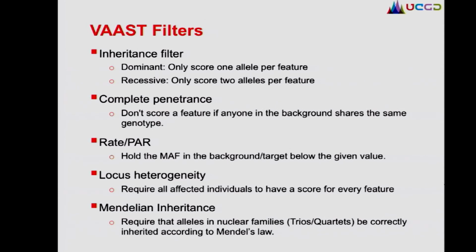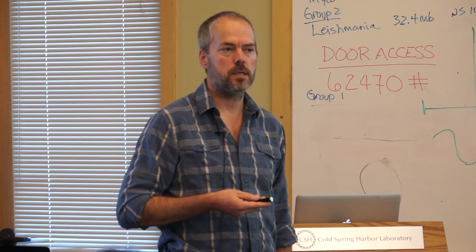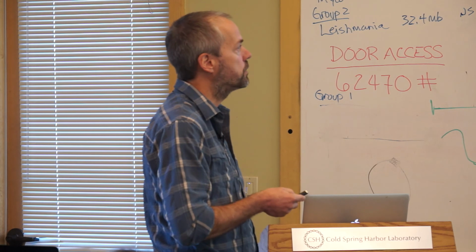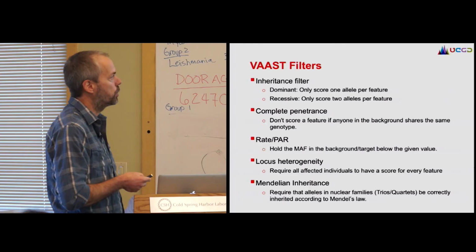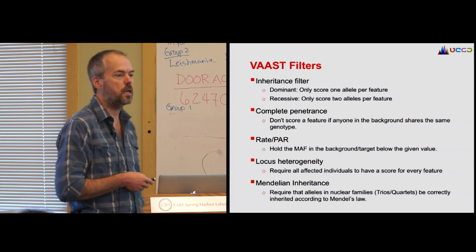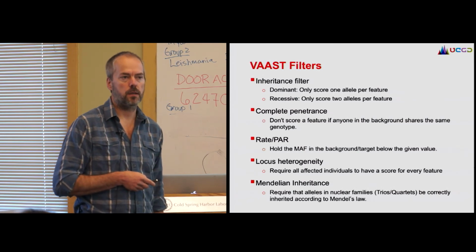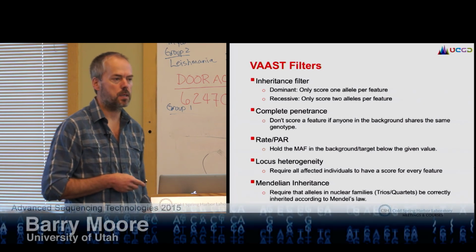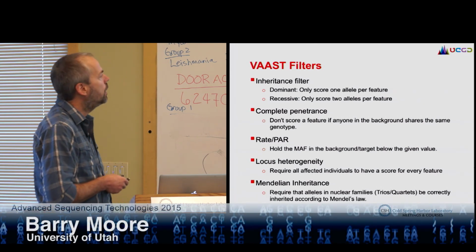Complete penetrance: if this is an extremely rare disease where we think that there's no way that somebody who carries this allele that causes this disease could exist in our background population, then we can set a complete penetrance, and then we would not score any feature where anyone in the background shares the same genotype as one of the affected individuals, on the assumption that if anyone did, they would be obviously unhealthy.